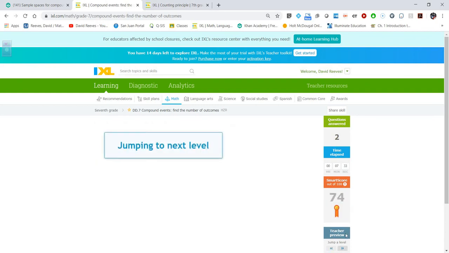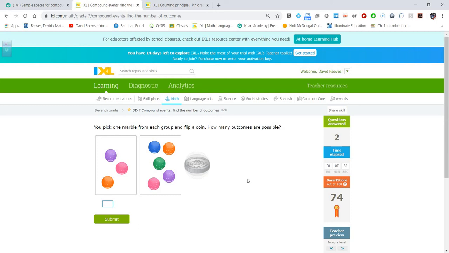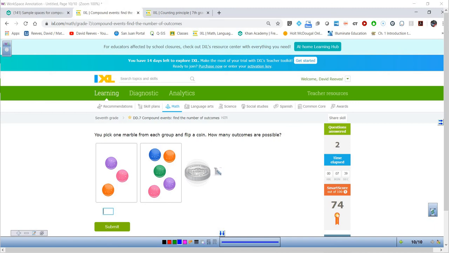All right, let's see if we can skip to a harder problem here. Oh my goodness. Now we don't have just two events going in. We have three events going in, right? But the process is still the same. Let's talk outcomes. Right here, marble group, we have three possible outcomes. Right here, one, two, three, four, five, we have five possible outcomes. And then here we have the coin, and that has two possible outcomes.